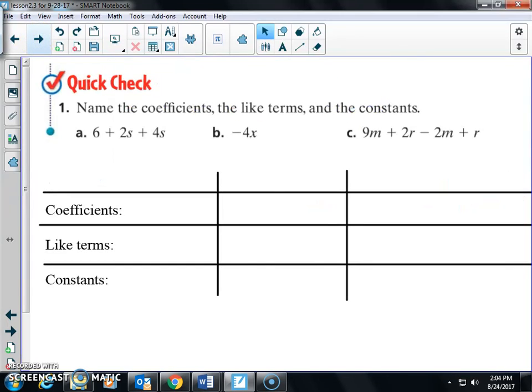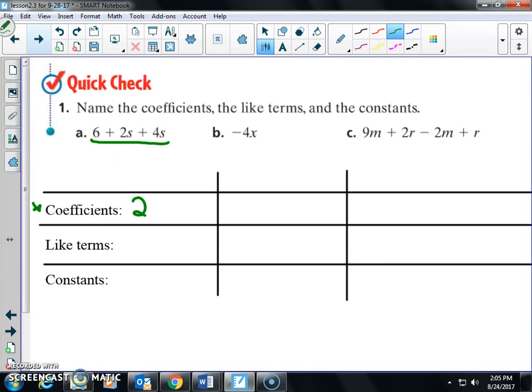I'll do the first one with you, and then you're going to do the next 2 on your own, and then we'll check together. So what we're going to do is look at letter A that says 6 plus 2s plus 4s. Just looking at that expression, what we need to look for first, right here, are coefficients. So looking up here, any coefficients that you see. Whatever coefficients you see, let's write them down in this box. Remember, a coefficient is a number attached to a letter. I see a 2 attached to an s, so all I write is the 2. We don't write 2s because all they're asking for is the coefficient.